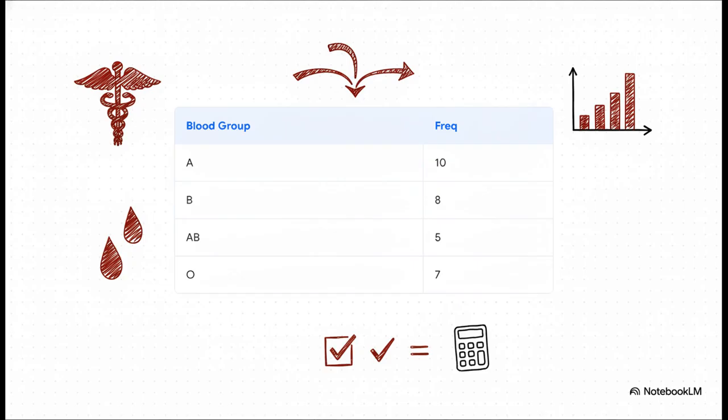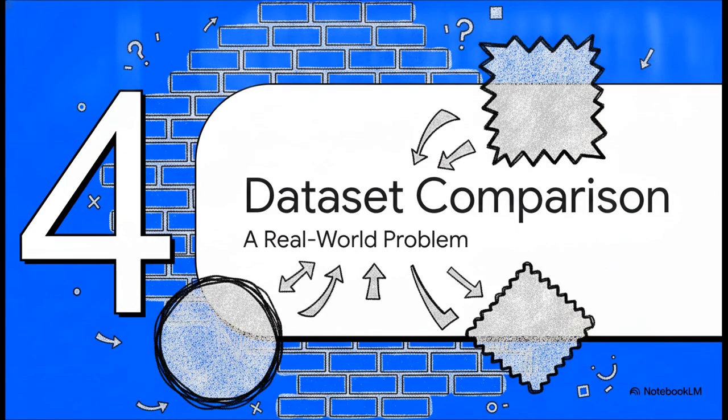Notice the beautiful instant output Google Sheets gives us here? It perfectly lists the distinct categories, A, B, AB, O, along with their exact frequencies. And check out the bottom. We get a perfect grand total of 30. कोई manual tallying की ज़रूरत नहीं. Section 4, the dataset comparison problem.